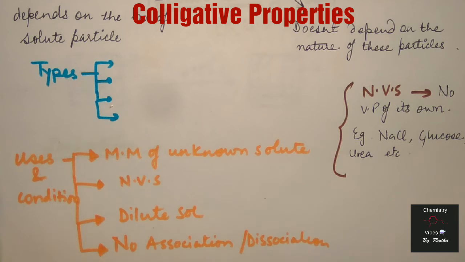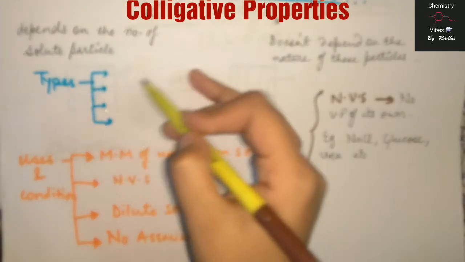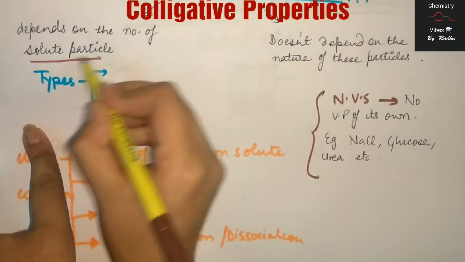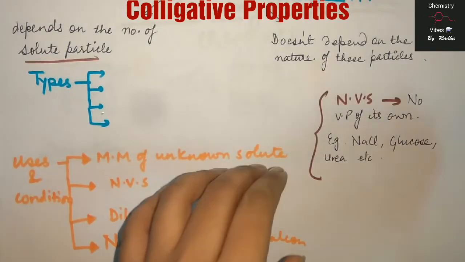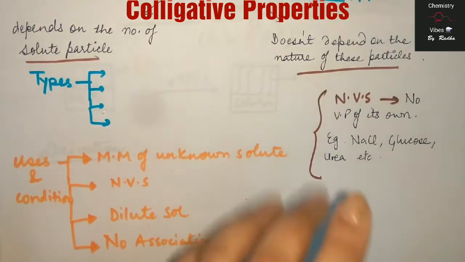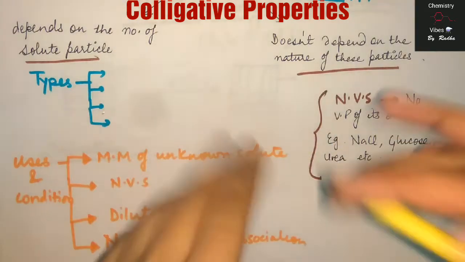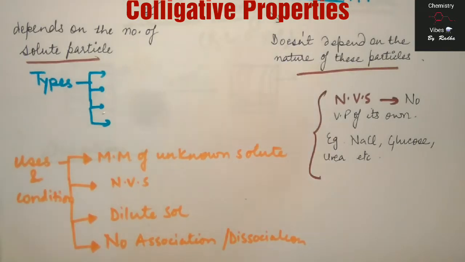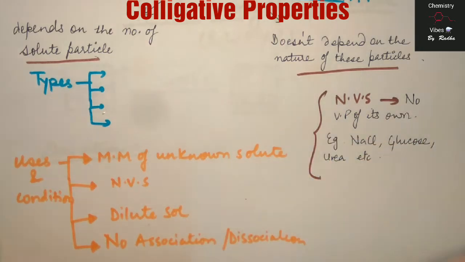Firstly, the question which arises is what exactly are colligative properties? Colligative properties are those properties of the solution which depend on the number of particles of the solute. These are only dependent on the number of solute particles, and they're independent of the nature of these particles. They will depend on the number of particles of the solute, but they will not depend on the nature of such particles. So such properties of the solution are called colligative properties.